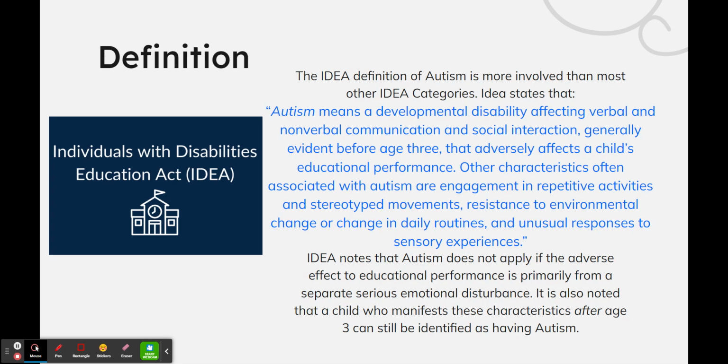But IDEA defines autism as a developmental disability affecting verbal and nonverbal communication and social interaction, generally evident before age 3, that adversely affects a child's educational performance. The IDEA definition also talks about other characteristics that are often associated with it. This is important because IDEA notes that autism does not apply if the adverse effect to educational performance is primarily from a separate emotional disturbance. And it also talks about how, despite the definition saying generally evident before age 3, if a child manifests these characteristics after age 3, they can still be identified as long as they have these characteristics that the definition lists.